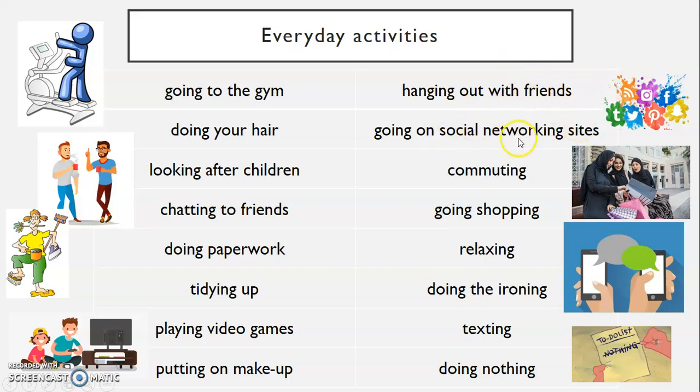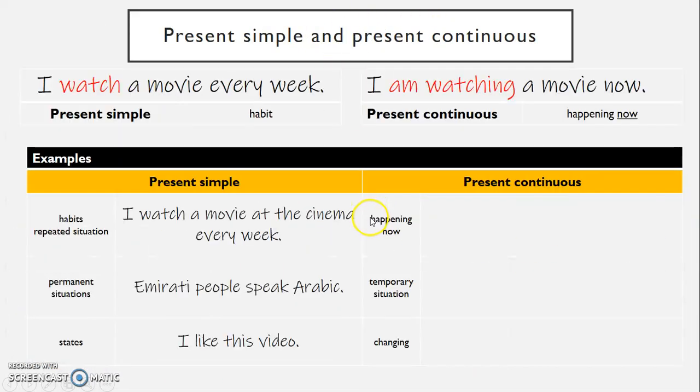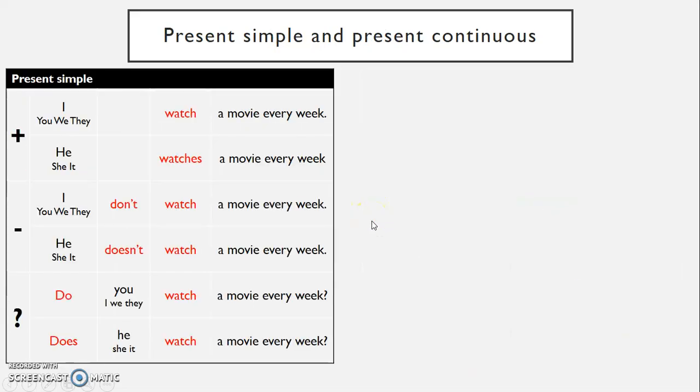These two can be the same thing. Commuting, so driving to work or school every day. Going shopping. Relaxing. Difficult one. Doing the ironing. This is when you do your clothes on the ironing board. Texting on your phone. And everyone's favourite, doing nothing. So just to finish, here's some examples of all these things we just covered.